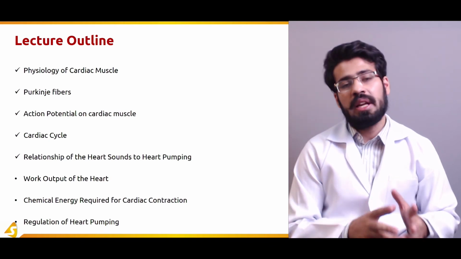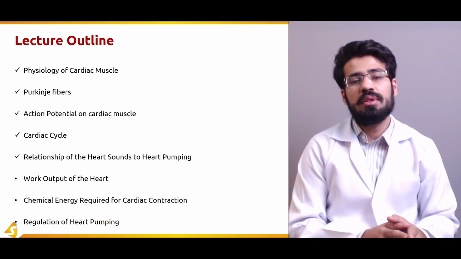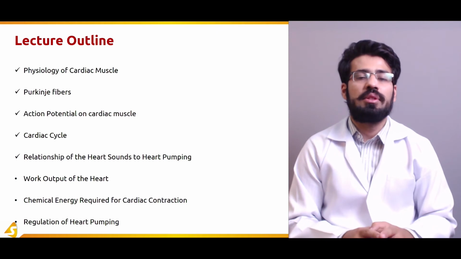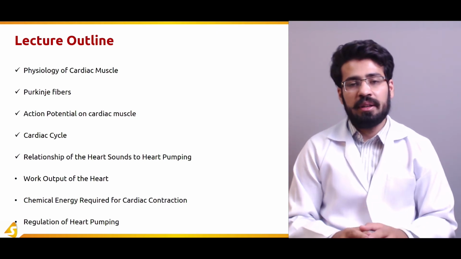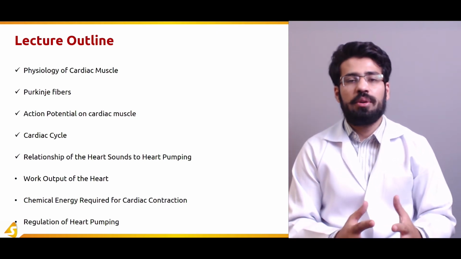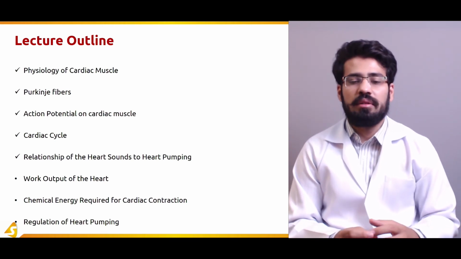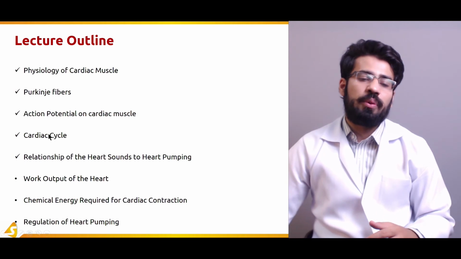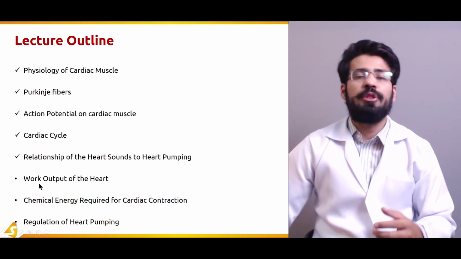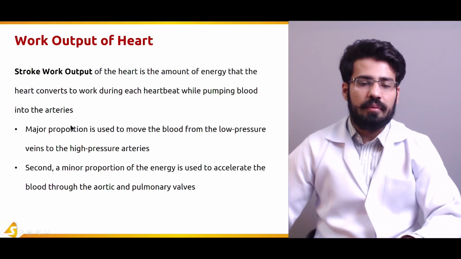We have discussed the diastole and the systole, its relationship with the ventricular volume, its relationship with the atrial and the ventricle pressure, and the aortic pressure and the aortic volume. We have also discussed the relationship of heart sounds to heart pumping. Now we are going to discuss the work output of the heart.